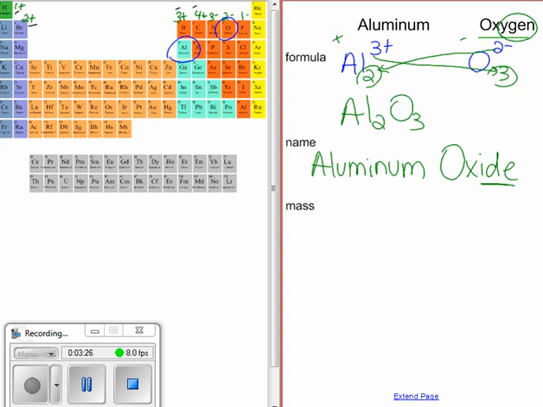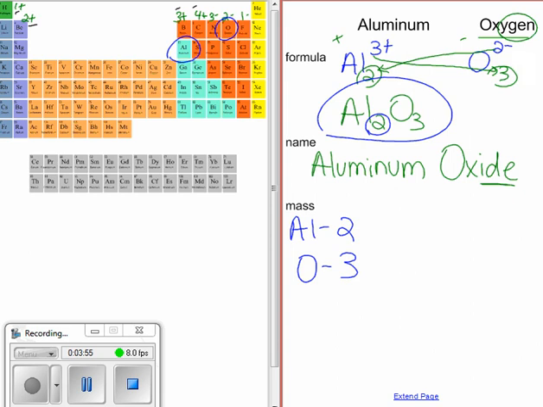Okay, that just leaves the molar mass or the formula mass that we need to figure out. And the way I like to do that is I like to separate the different parts of my formula. So I have aluminum and I have oxygen. And then I write down how many of each that I have in my formula. Aluminum, I have 2 of them. Notice right there. And in oxygen, I have 3.